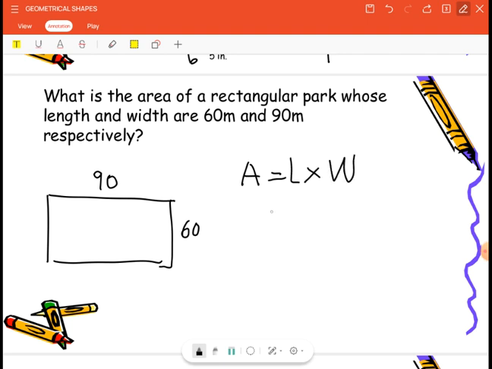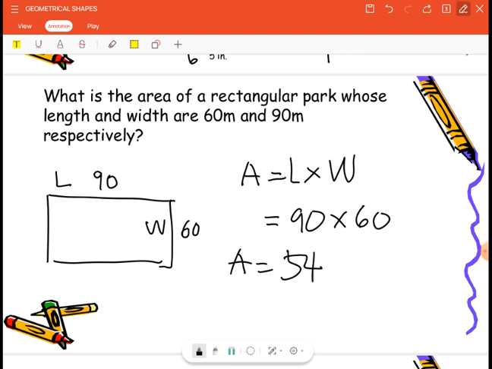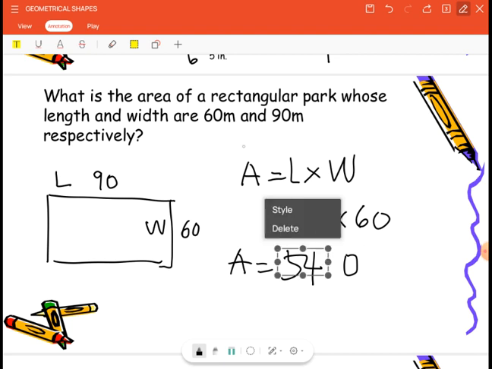Okay? So, ang ating length ay 90. Yung ating width ay 60. So, that is 90 times 60. So, therefore, our area is 90 times 60. That is 5,400 squared. Nawawala kasi yung ano. Yan. 5,400.